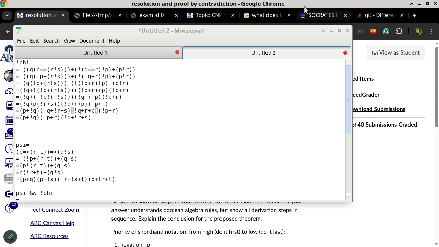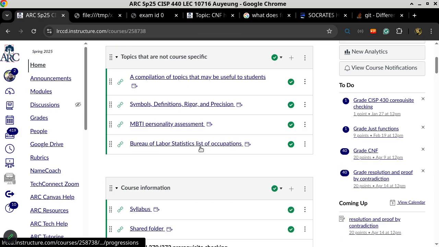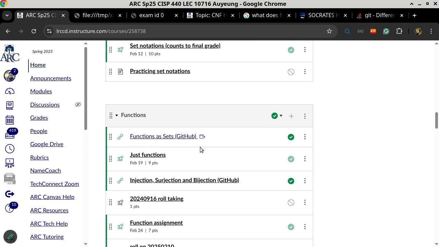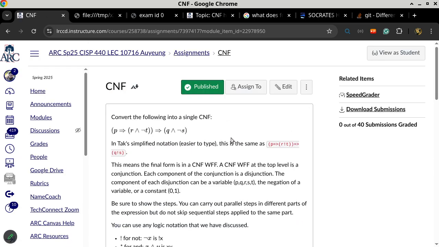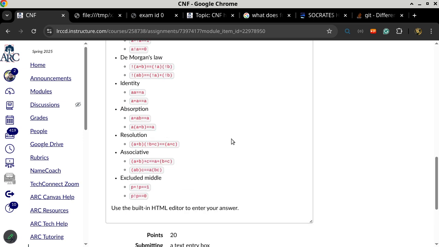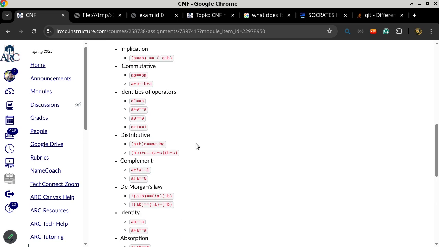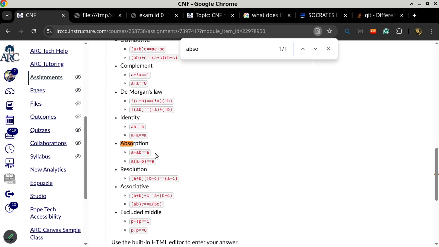Let me actually go to the CNF one and show you which rule is absorption. Okay, so if you go back to the CNF assignment, there are two absorption rules. I only used one of them here. Maybe I did not call it absorption. There we go. So the one that I used is the second one.